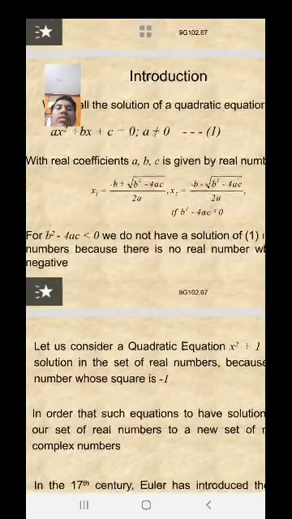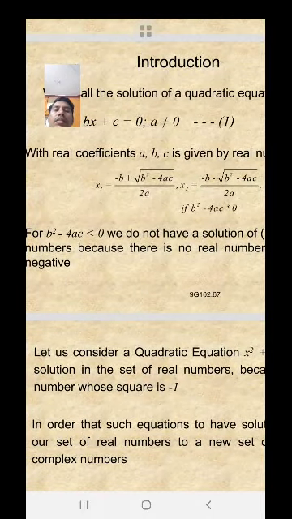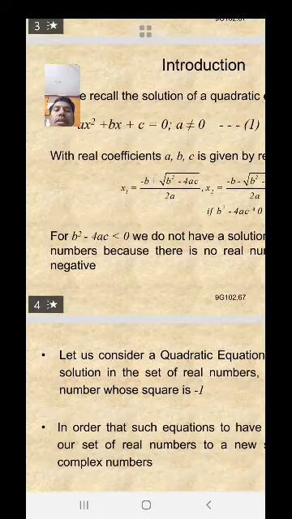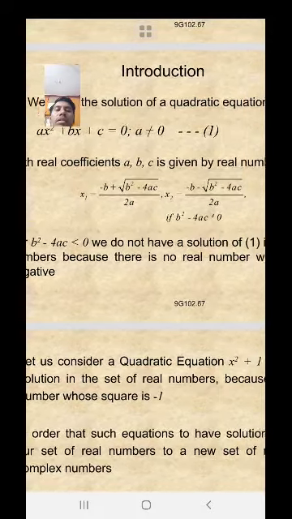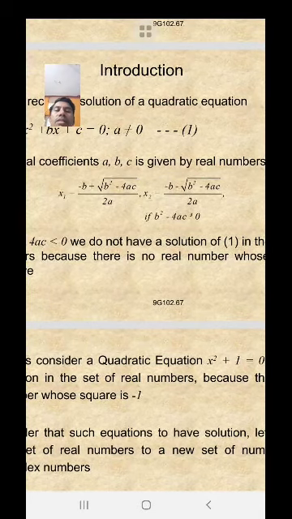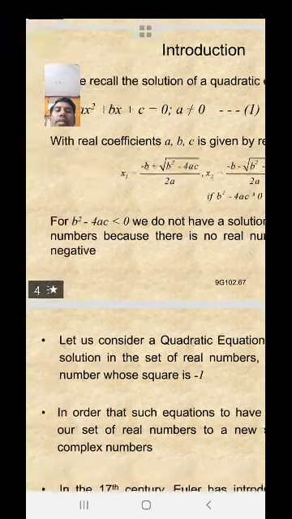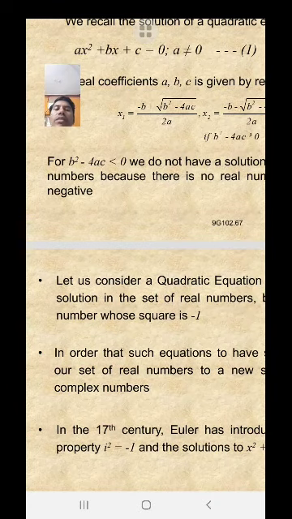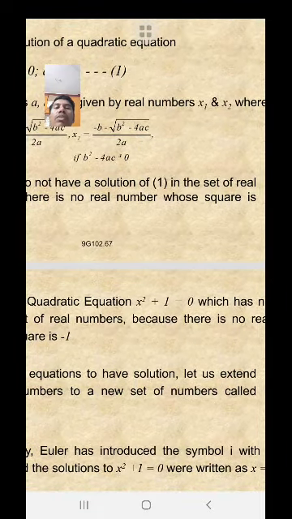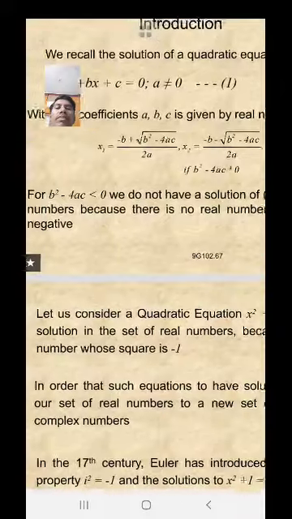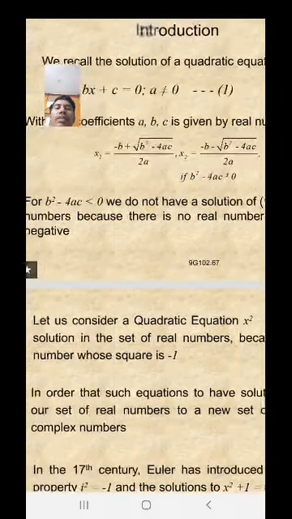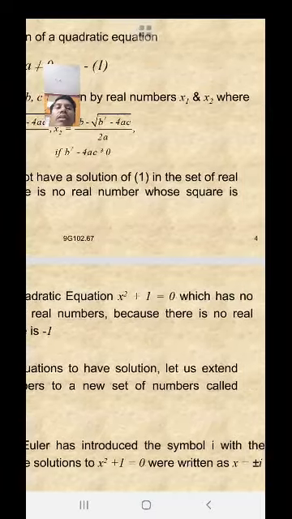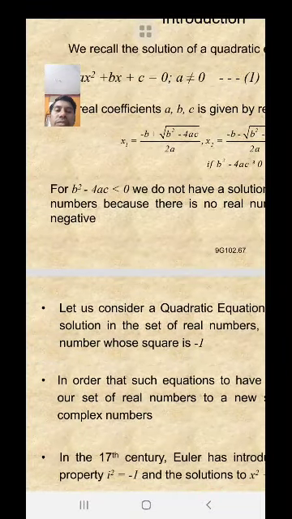If b square minus 4ac equals 0 or greater than 0, we have real solutions. For b square minus 4ac less than 0, we do not have a solution of 1 in the set of real numbers, because there is no real number whose square is negative.